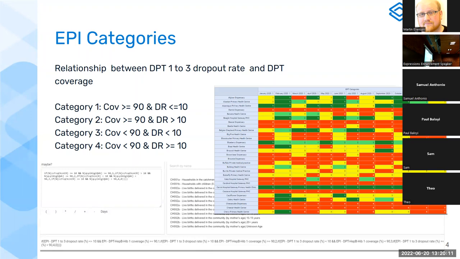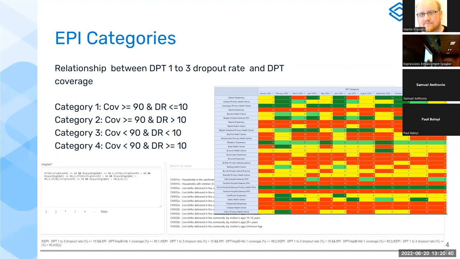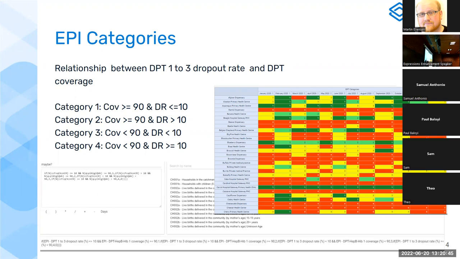And the performance of those various indicators results in the assignment of a good score, bad score, kind of simple thing. Like you're doing bad, this area is doing good, like a scorecard, what you see there, red bad, green good. And so what we've been working on is this example here, which is the relationship between DPT 1-3 dropout and DPT coverage. So these are two different indicators, DPT dropout and coverage. And what we have are these assigned four categories.